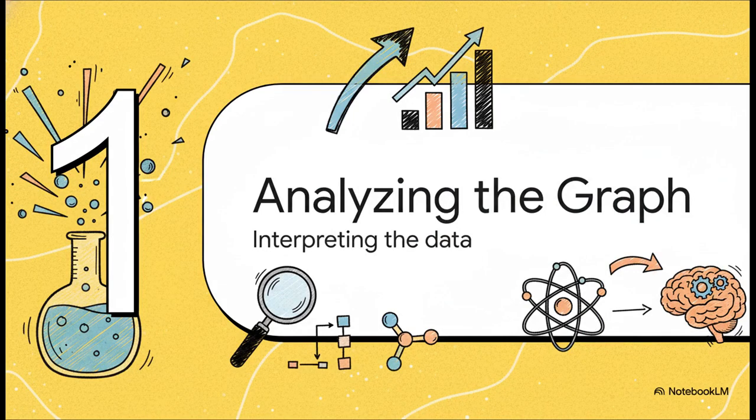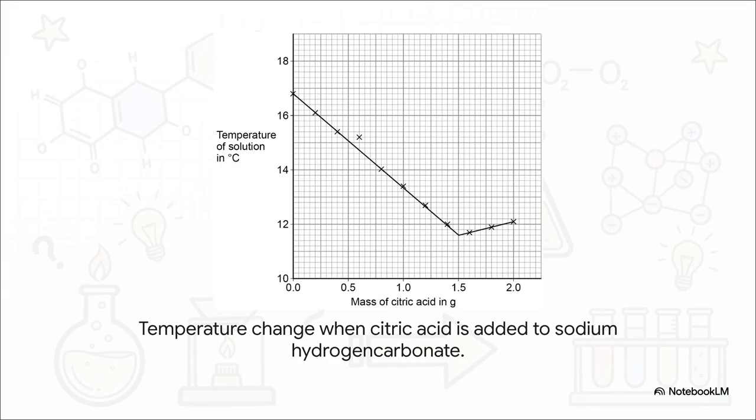Okay, first section, analyzing the graph. This is all about interpreting the experimental data and really getting the science behind its shape. All right, take a look at this. This graph is the heart of the first part of the question. You can see we've got temperature on the y-axis and the mass of citric acid added along the bottom. And look at the trend. As we add more acid, the temperature drops, hits a low point, and then starts to creep back up.